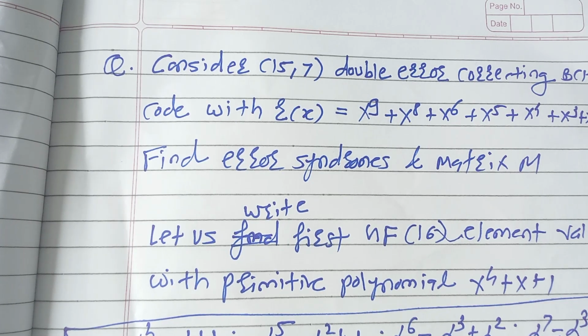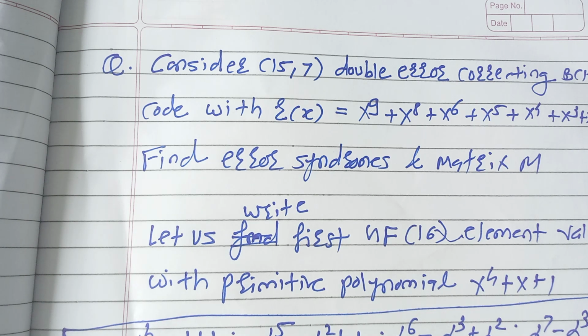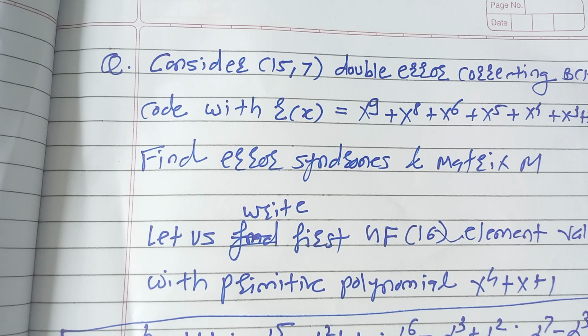In this video, we will see how to obtain matrix M for BCH decoding. For BCH decoding, there are several steps to follow. The first step is to obtain the syndromes and matrix M. We will do a few examples to obtain the syndromes and the matrix M. After that, we will go for the other steps, and finally we will do one video which combines all these steps.